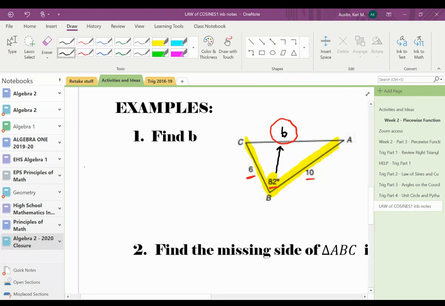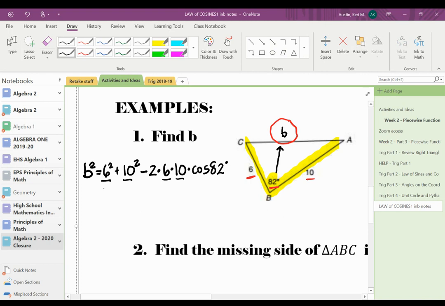Here we go. So B squared is equal to the other two sides. It does not matter if you put 6 first or 10 first. Addition is commutative. Minus 2 times, got to put those two sides again, times the cosine of the angle across from the side we're looking for. We're looking for B, so I need angle B. Again, it does not matter if you put the 6 first or the 10 in either of these spots.